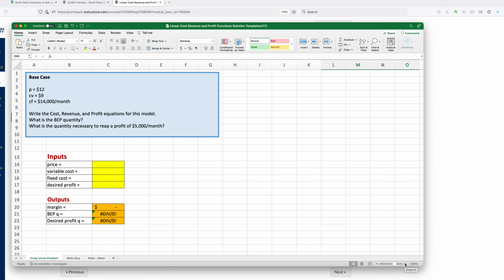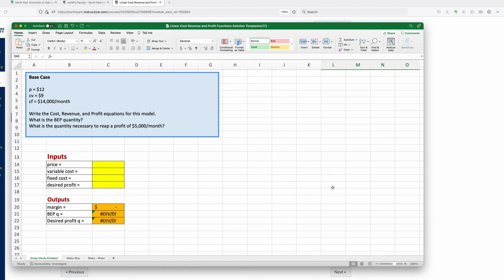Okay, so here's the base case. The price is 12, the variable cost is 9, and the fixed cost is 14,000 a month. What are the cost, revenue, and profit equations for this model? What is the BEP quantity? And what is the quantity necessary to reap a profit of 5,000 per month?